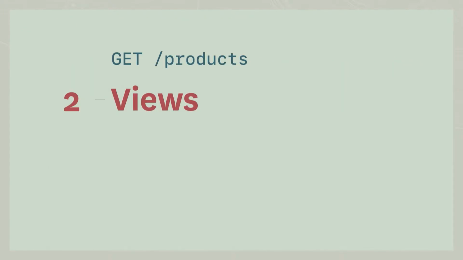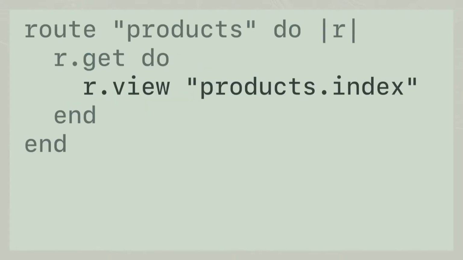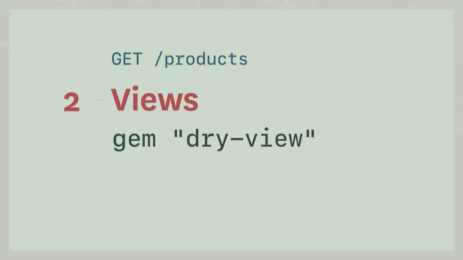Next, we need a view. So let's look again at what that route is doing. We're rendering a view with a products index. To do this, we need another gem. It's called Dry View. It's a standalone view rendering system built around view controllers and templates. So let's go ahead and add a view controller for this view.